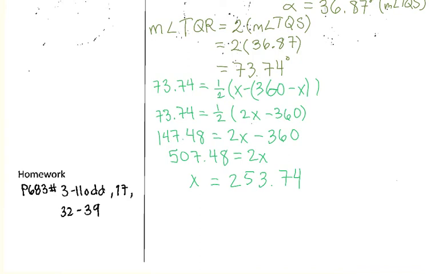Now this completes lesson 10.4, and you have your exit ticket to complete for today, 10.5. Your homework for tonight is written right here, page 683, numbers 3 to 11, number 17, and 32 to 39, that's all of them. That's your homework for tonight, and it will be due tomorrow.